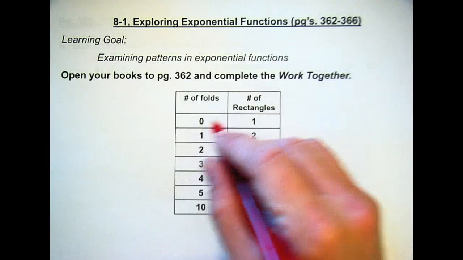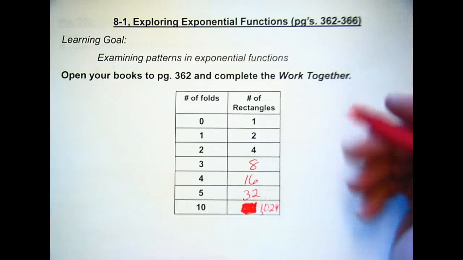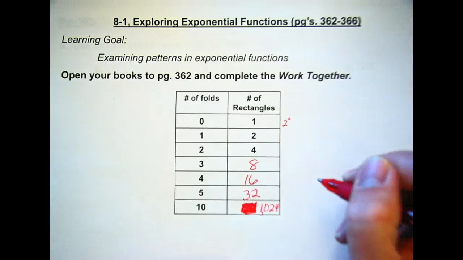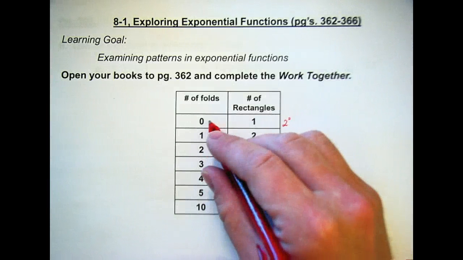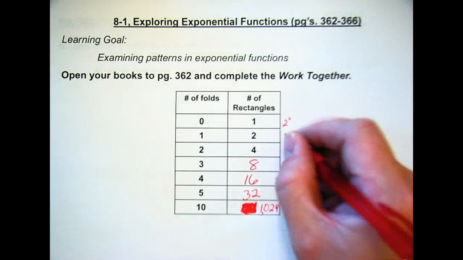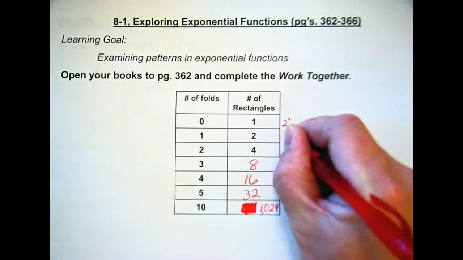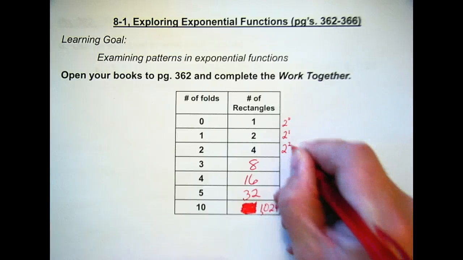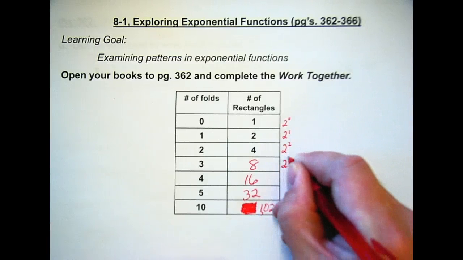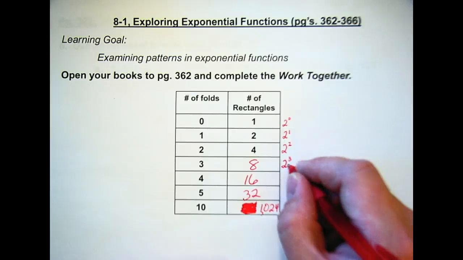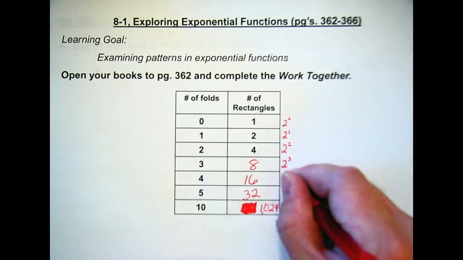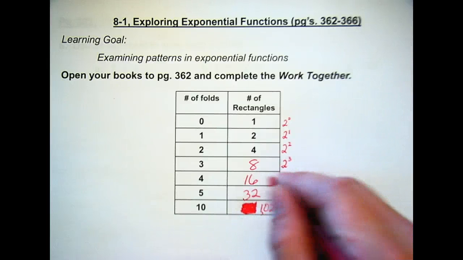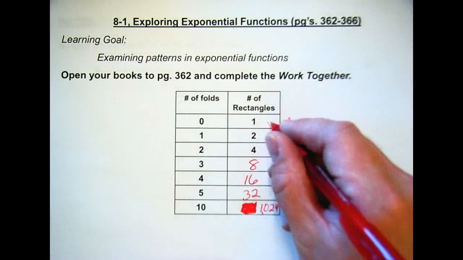Hey, we're dealing with powers of 2 here. This is 2 to the 0. Anything to the 0 power. This is 2 to the first power. This is 2 to the second. 2 to the third. Remember, that means 2 times 2, which is 4, times 2 is 8. 2 to the fourth, so 8 times another 2 is 16. Notice we're multiplying by 2 here.